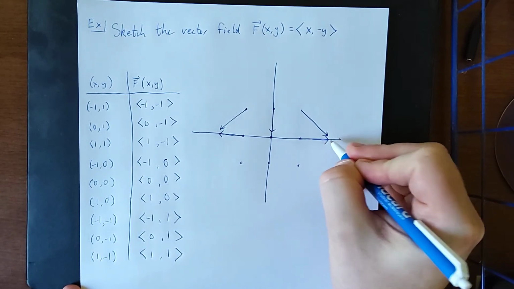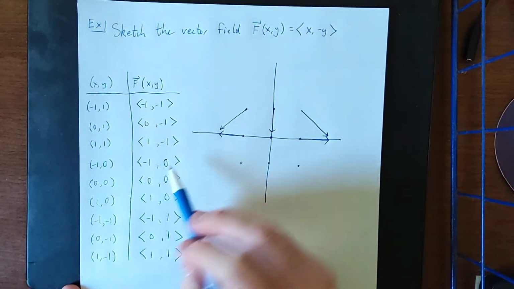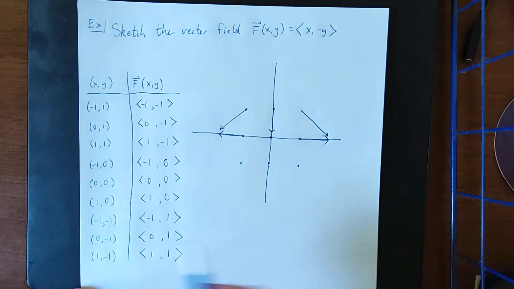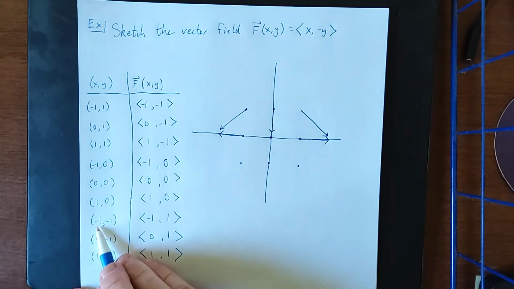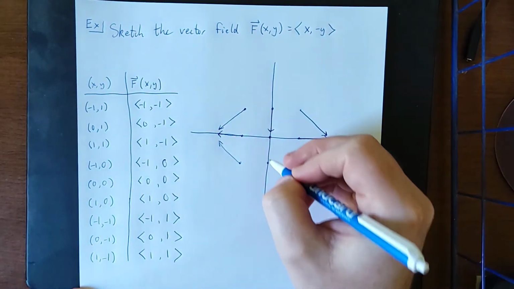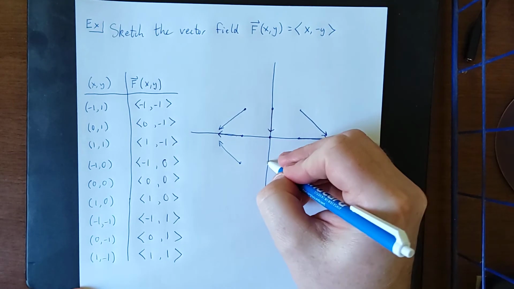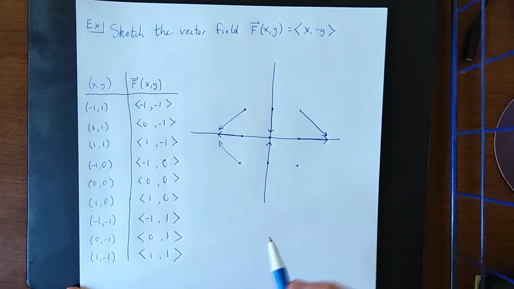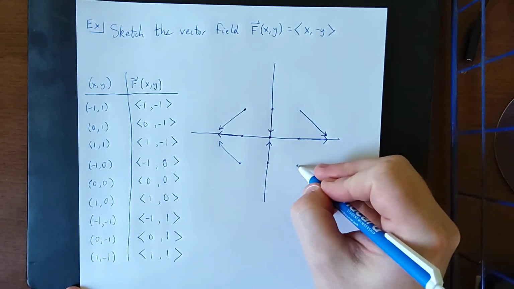for the next 3, they all have a vertical component of 0, so they'll all be horizontal. And for the last 3 points, at (-1, -1), we're pointing left and up. For this one, we're pointing just up. And for the last point, we're pointing right and up.